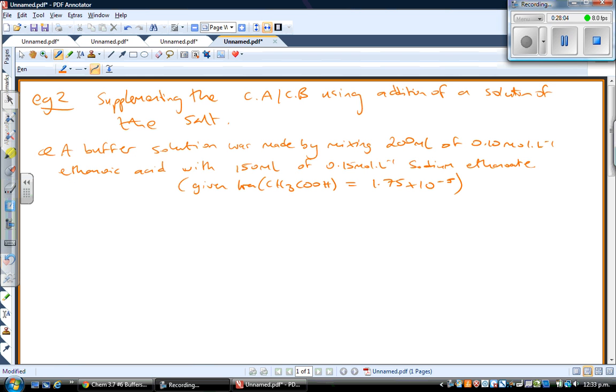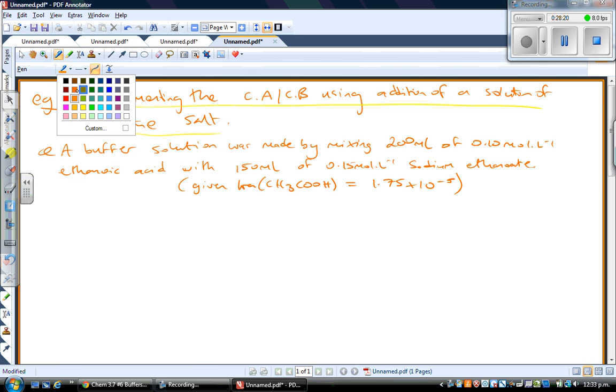Alright, so the final question I'm going to do on calculating the pH of a buffer is this situation where you're supplementing the conjugate acid or conjugate base species by adding a solution of the salt. So in our particular question we're doing now, we have a buffer solution that was made by mixing 200 mLs of ethanoic acid with 150 mLs of sodium ethanoate.